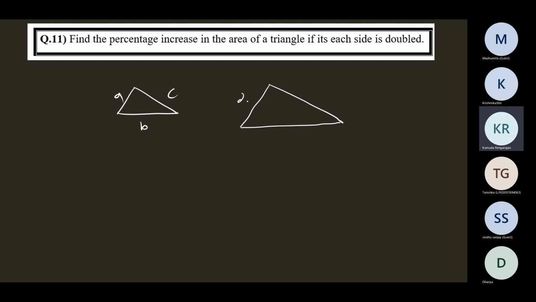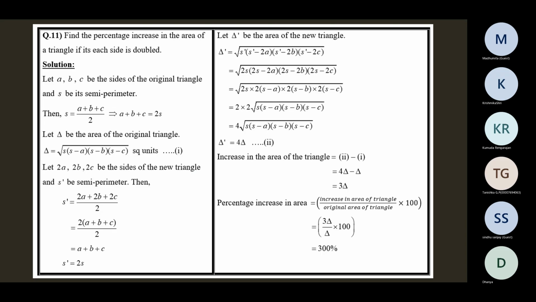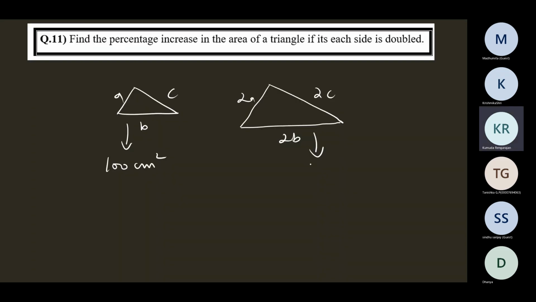So see here. First we have this triangle ABC. Then A becomes 2A, B becomes 2B, and C becomes 2C. Now supposing the area of this triangle is say 100 centimeters square, for example, and the area of this triangle, for example, say is some 400 centimeters square.